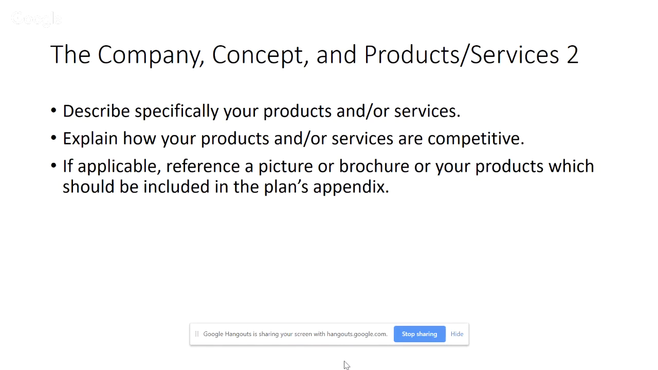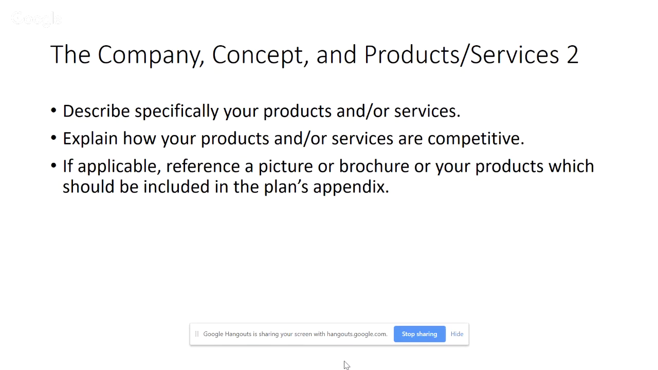Or who creates the same value. But again, it's the one who addresses the same pain that you're addressing. That's your competitor. And if you have a picture or brochure of your products or service, make sure you put it in the appendix and refer to it. Put the reference, say, hey, for a better description and all features and benefits of the product, see appendix A, B, C, whatever you're going to do.